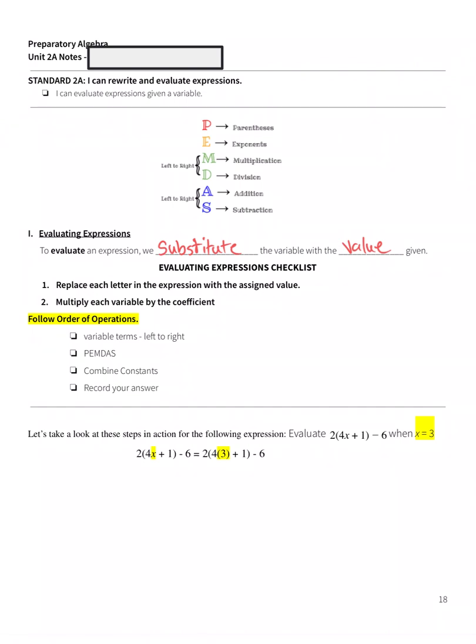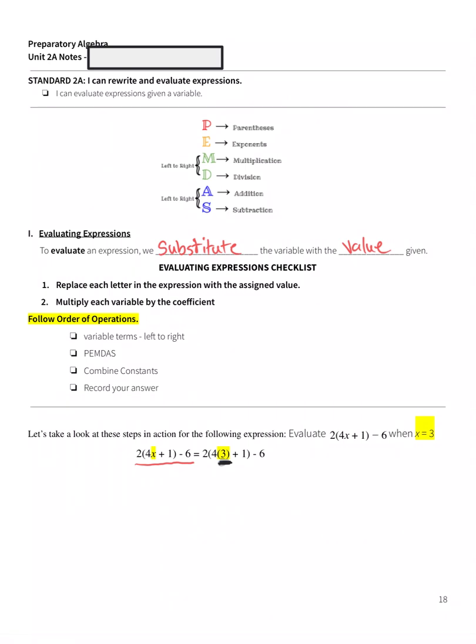So the first thing you need to do is replace each letter in the expression with the assigned value. If we look right here, we have x equals 3. So we know that this x is equal to 3. So the expression that we start with is 2 times 4x plus 1 minus 6. Well, now that we know the value of x, we can substitute it in. So it no longer says x, it says 3.